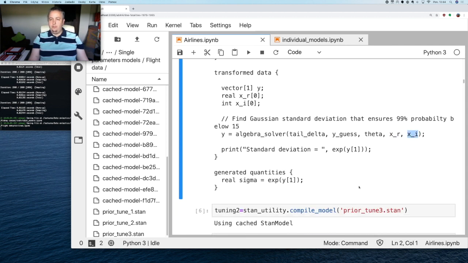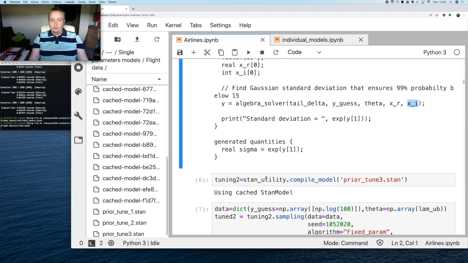And those two dummy variables, and this will be printed as values. And we'll be generating our quantities. It will be the sigma that we are interested in. So we're just getting sigma from our model.